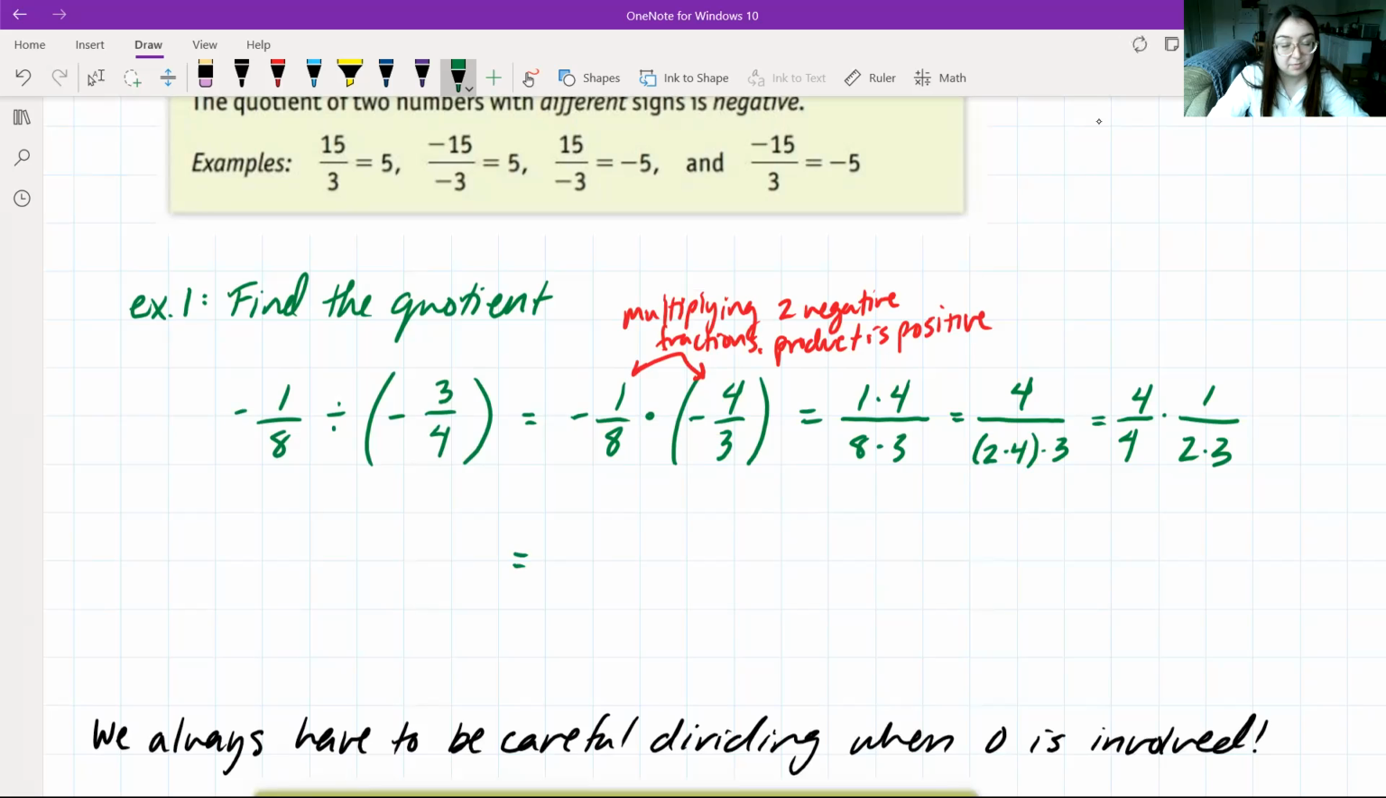4 divided by 4 becomes 1, times 1 divided by 2 times 3. 2 times 3 is just 6. And since we have 1 times 1 over 6, we know our answer is just 1 over 6. So that would be our final answer there, and that was with our multiplication of our reciprocals.